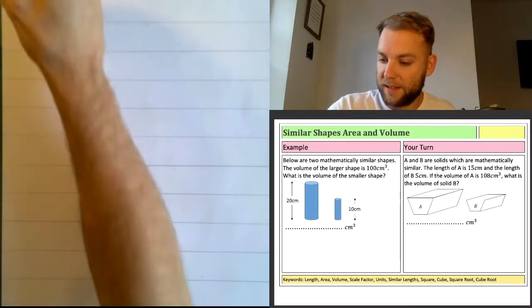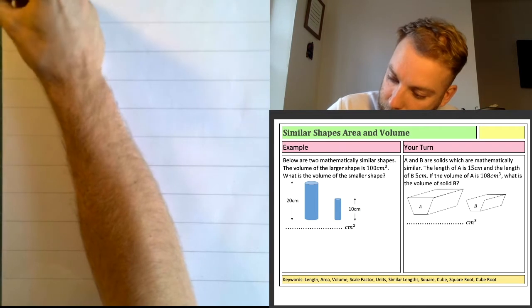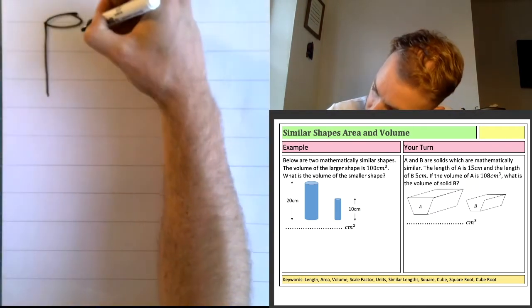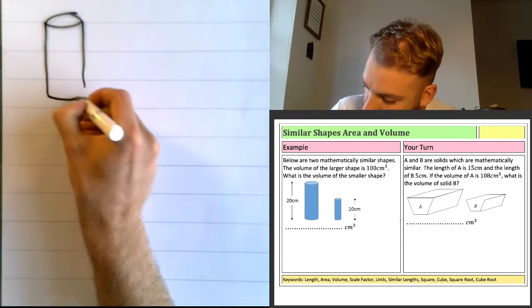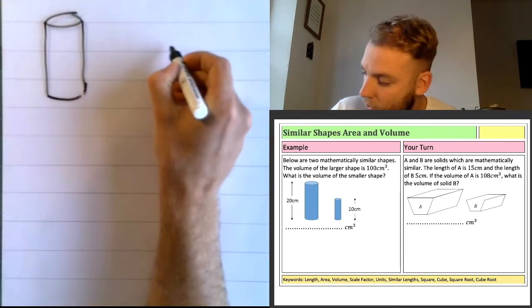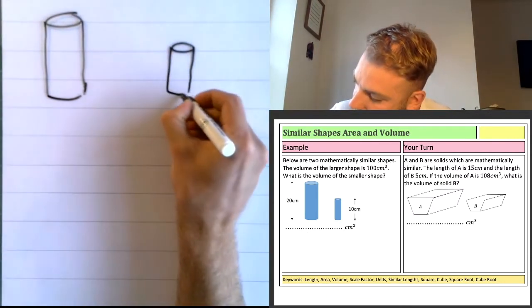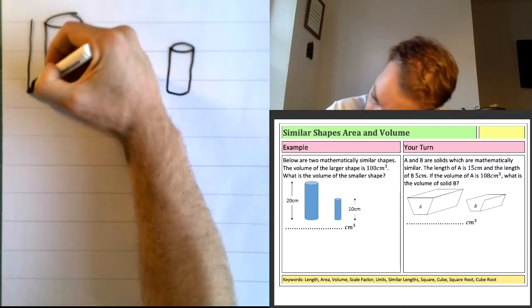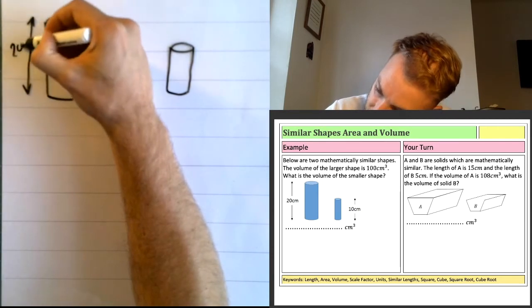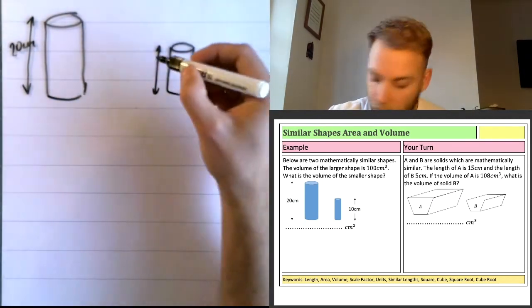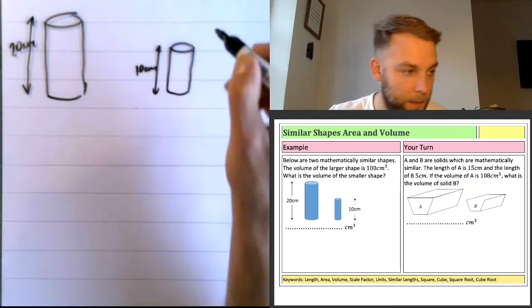Again, I'll draw them out. This is example 3. I've got a cylinder here. It's a quick drawing. There, like so. And I've got a smaller cylinder here. Like so. And this one has got a height of 20 centimeters. And this one here has got a height of 10 centimeters.